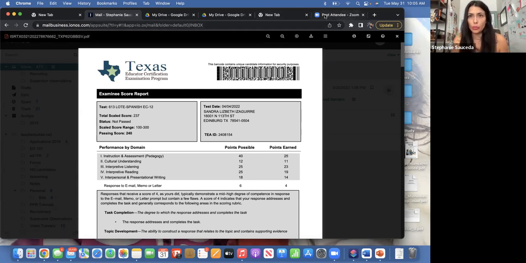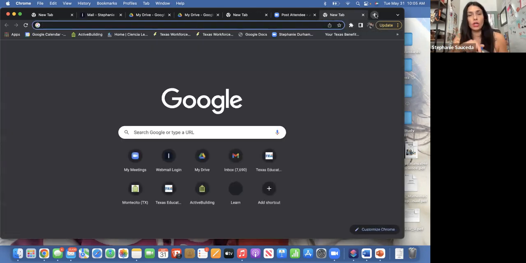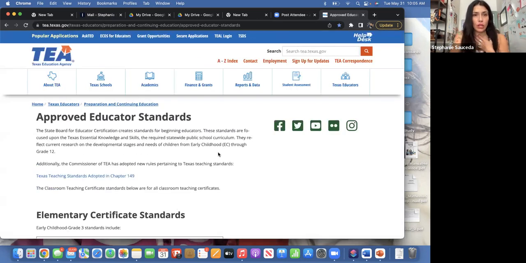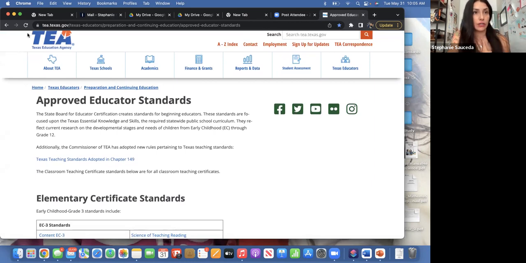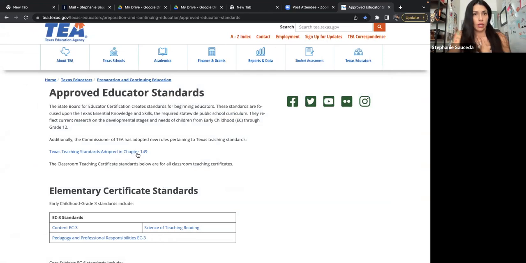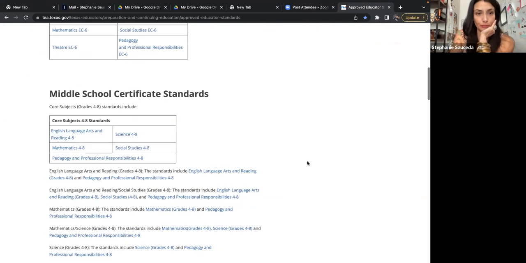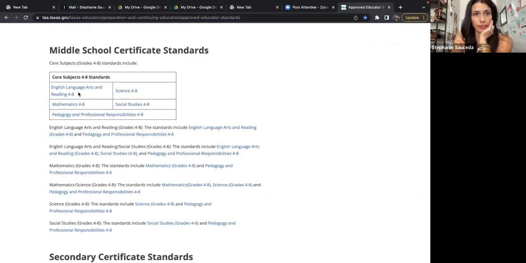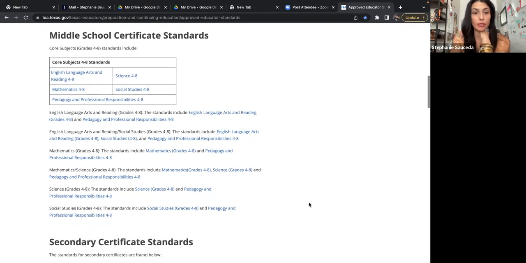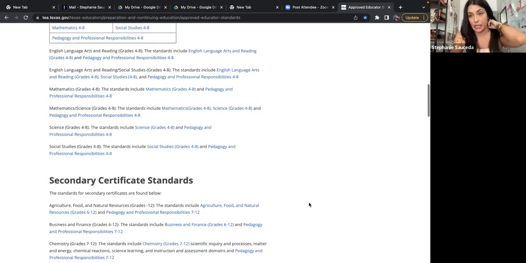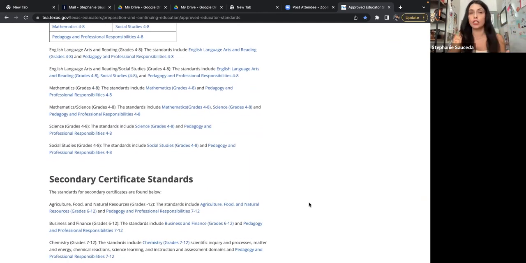But let me bring up LOTE. All right, so here, see. This is where all of the educator standards are on this website. We have English language arts at this grade level, and they each have a particular document, a PDF filled with the standards that we're responsible for.